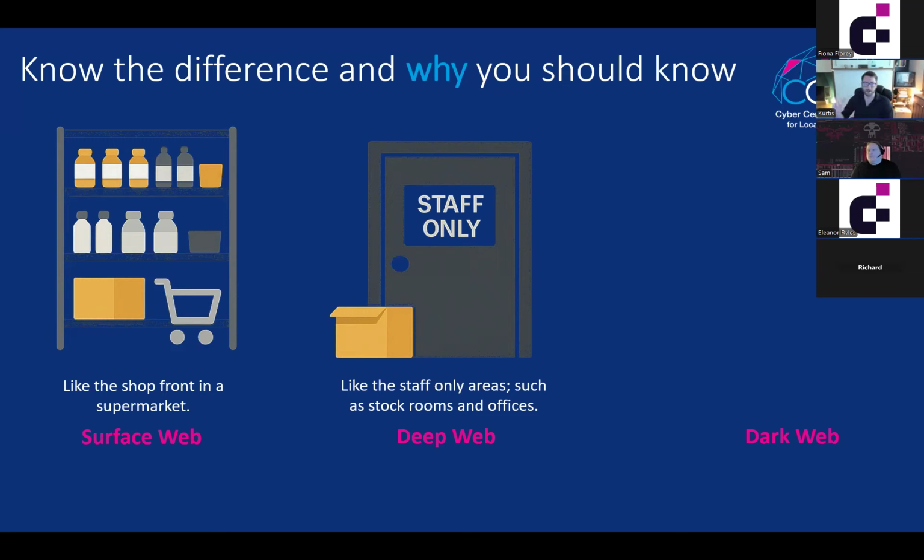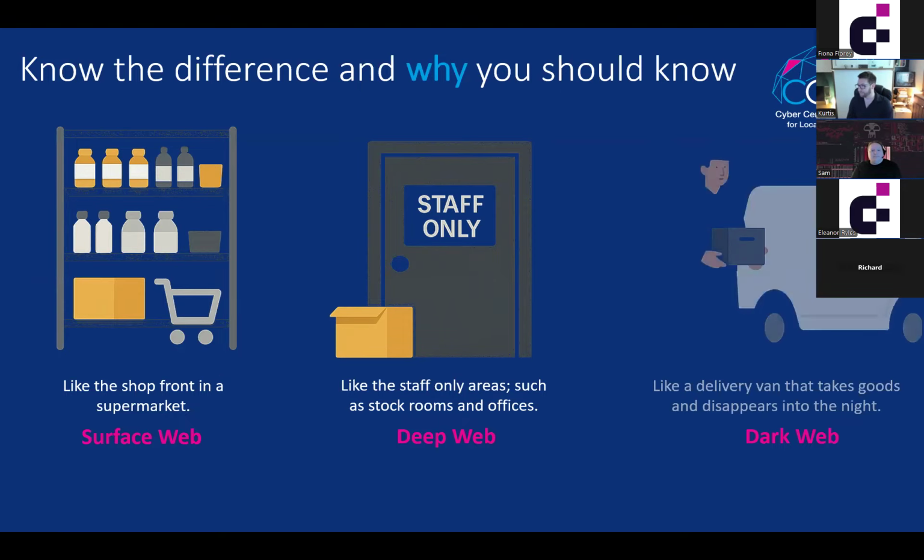So it's kind of that grey area of technically you can access it, but you don't need to, because everything you need is on the surface web in the main part of the shop front. And if you did go into the staff room, hopefully somebody says this isn't for you and tells you to go back out. Now the dark web is more like a delivery van that takes goods and disappears into the night. So this is like a van appearing at the back of a supermarket, picking up boxes and stock from it and then taking it in.